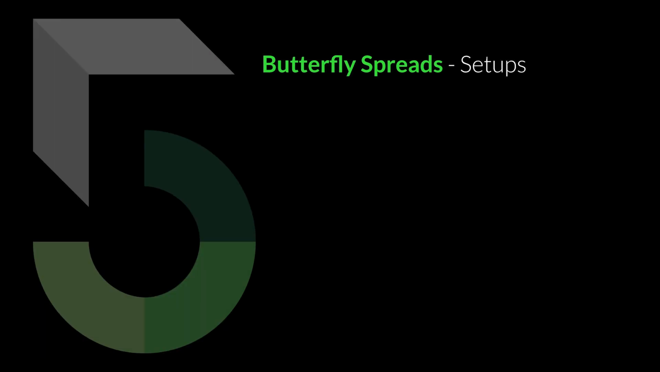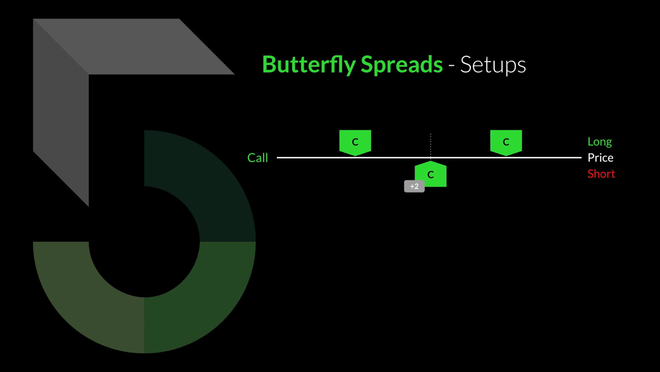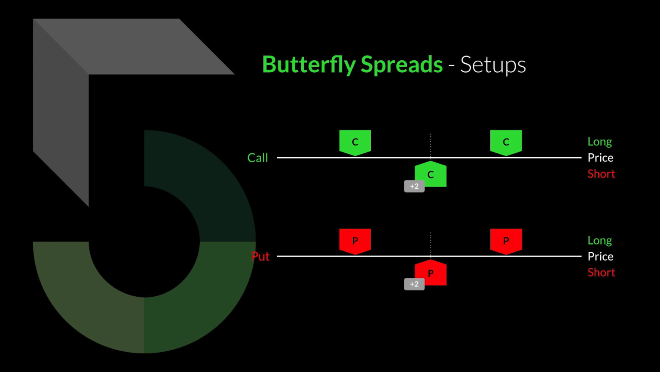There's really only two that you can do. One is using calls, and the other one is using the put options. And so the setup is exactly the same. You have your short bodies right here, so two puts or two calls. And we'll see in just a little bit, you would position the body to where you think the stock price is going to be at expiration. That's where you would position the body.